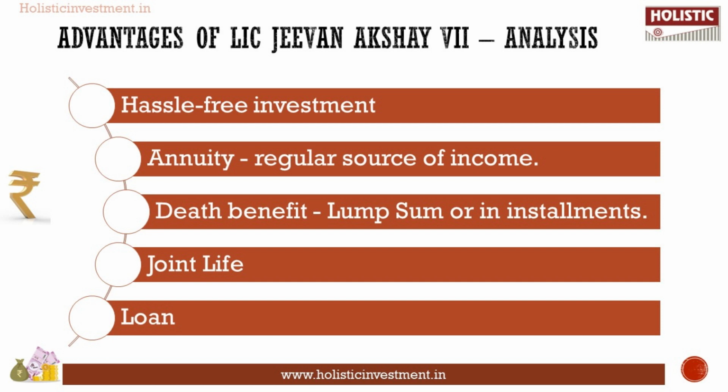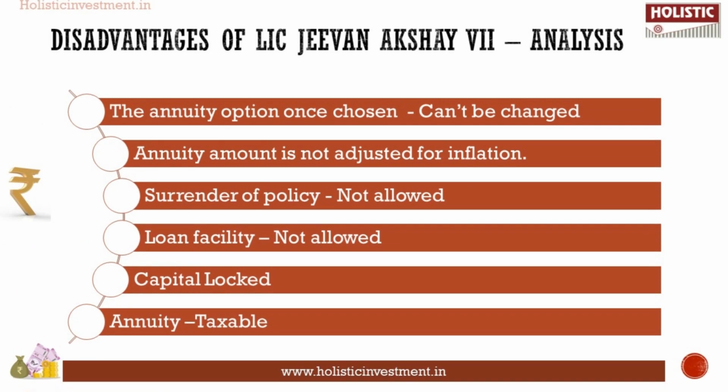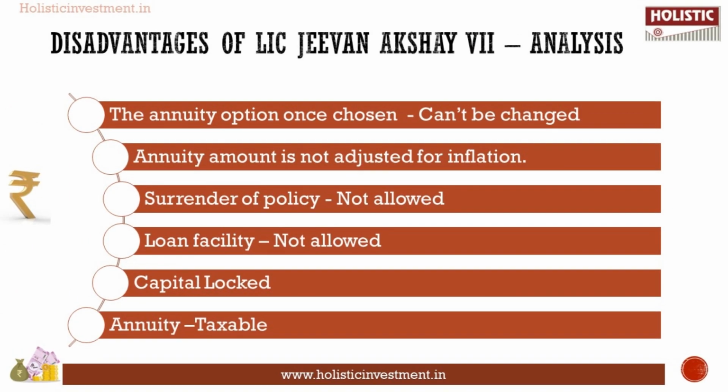Advantages: hassle-free investment, regular source of income, loan facilities available. Next, disadvantages of LIC Jeevan Akshay. The annuity option once chosen cannot be altered after that. Except option G, under all other options, you get a standard annuity amount without adjusting to inflation. Surrender of policy and loan option is available only under option F and J. Once you purchase this plan, you cannot utilize the capital for any other purpose. And finally, your annuity is fully taxable.